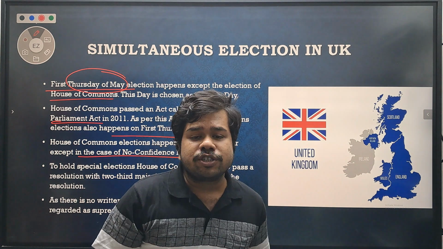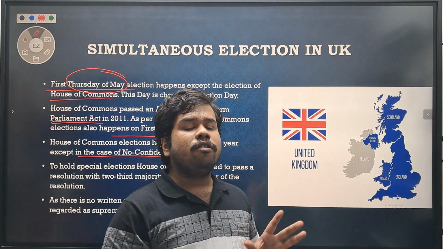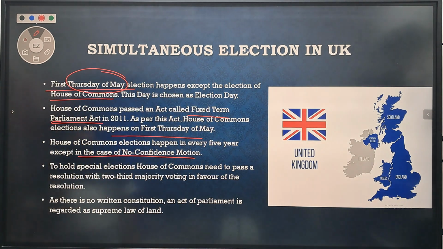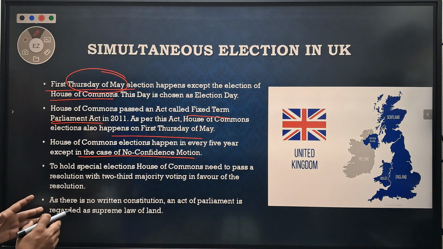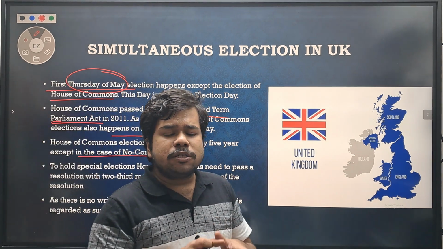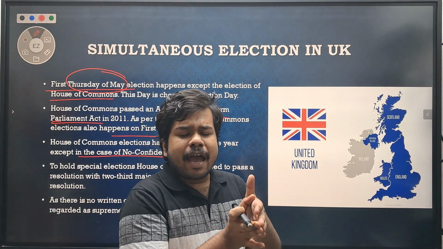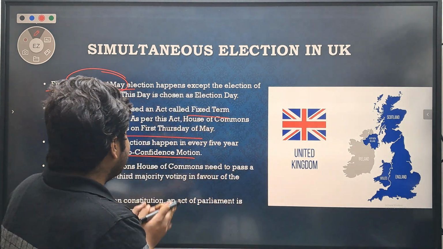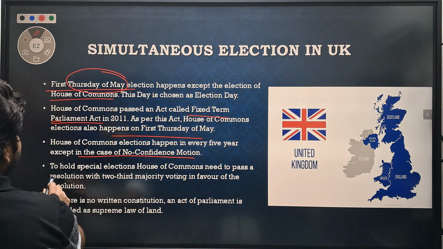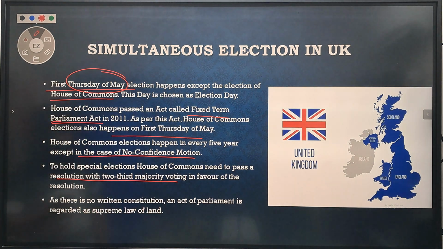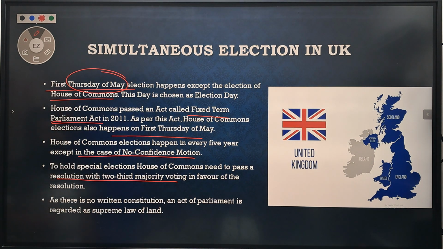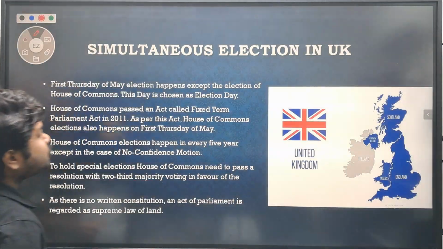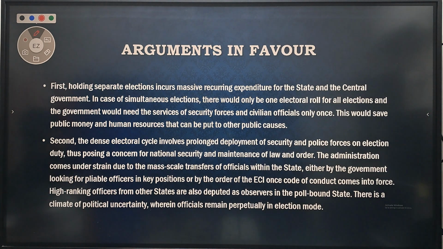If a no confidence motion is passed in the House of Commons, then the government has to resign, like in the case of India. Okay, to hold special elections, meaning if any government wants to hold a special election outside the regular cycle of 5 years, then the House of Commons needs to pass a resolution with a 2/3 majority voting in favor of the resolution. So that's the matter of simultaneous elections in the UK.